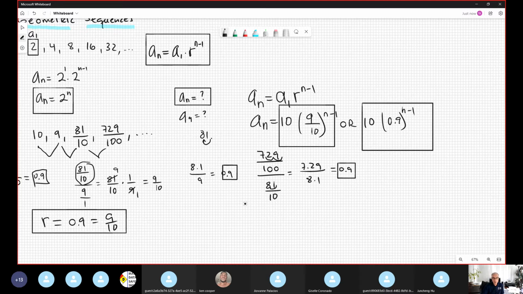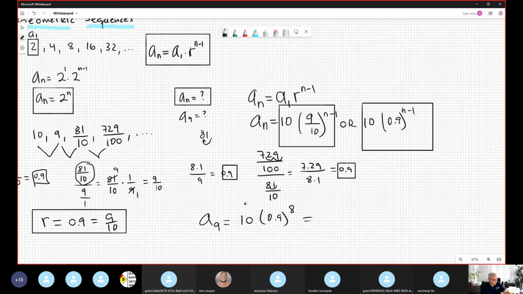Okay. Now, what about a to the 9 power? No, not the 9 power, the position 9. So what is the element? You need to compute the element located at the position 9. Plug it in. It's 10 times 0.9 raised to the 8 power, no? Because it's 9 minus 1, 8 power.